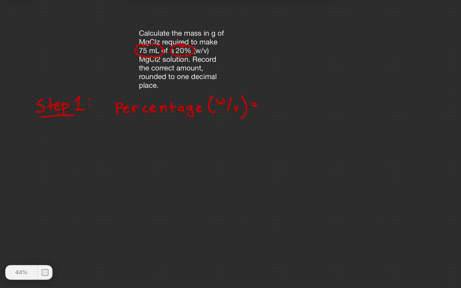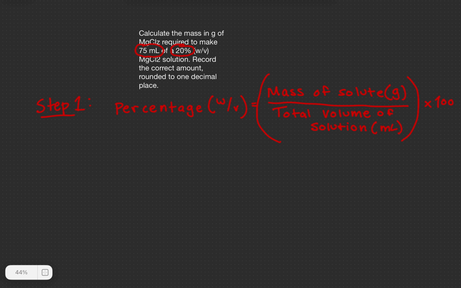is equal to mass of our solute in grams over the total volume of solution, and that's going to be in milliliters. And we're going to take this entire thing and then multiply it by 100. So this formula tells us that the percentage is just the number of grams of solute found in every 100 milliliters of the final solution.